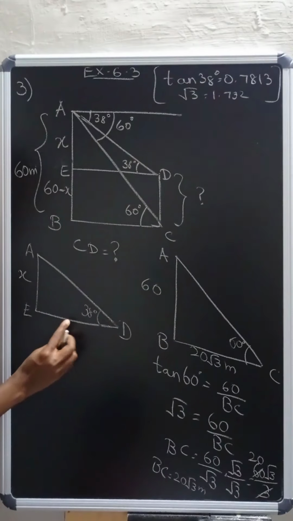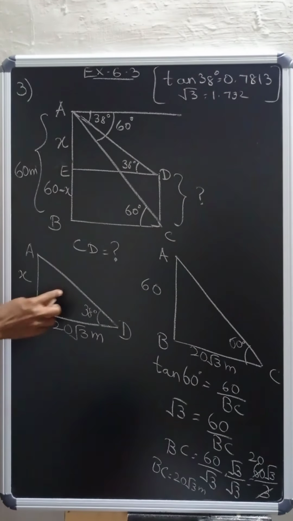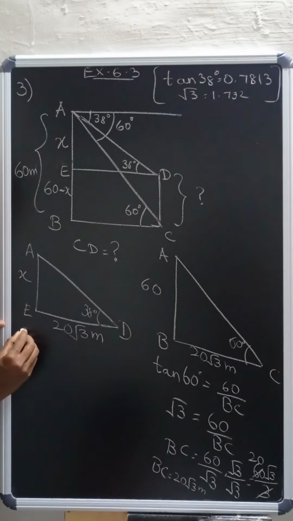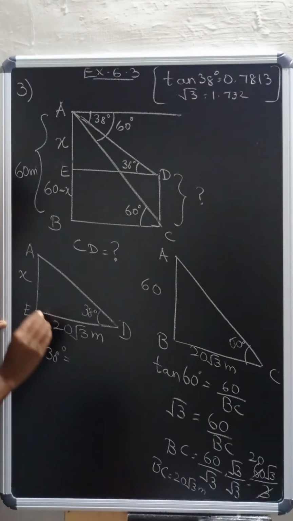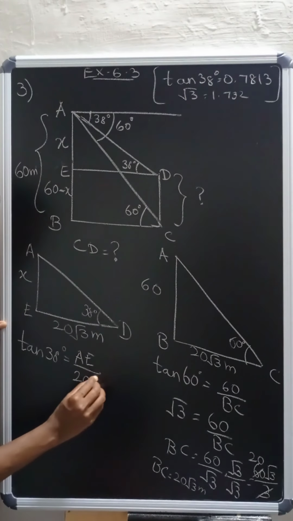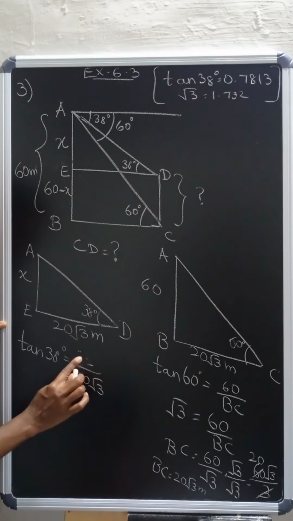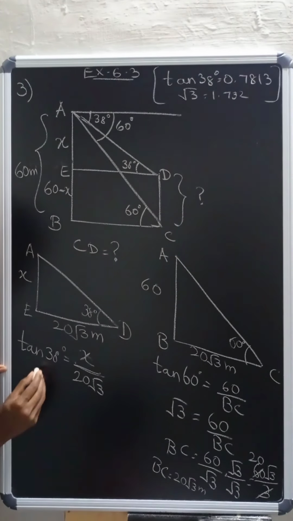So BC is equal to ED. Here I have got 20 root 3 meters. Now take the same tan theta. Tan 38 degrees is equal to AE, opposite by adjacent. ED is 20 root 3. So AE we have kept it as x. So we need to find the value of x.